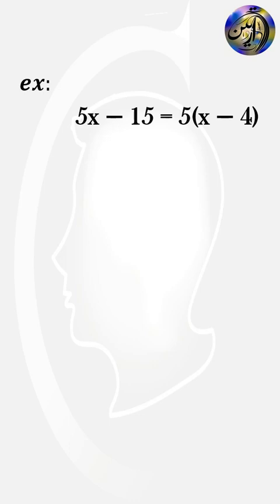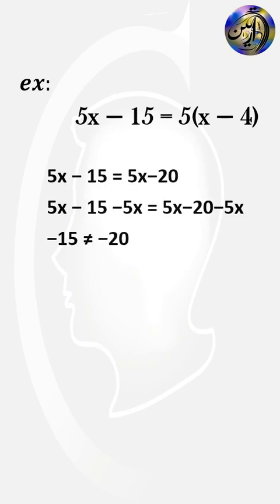No solution. Let's solve this equation. Expand the right side. 5x minus 20. Now subtract 5x from both sides. Ooh, we get negative 15 equals negative 20.